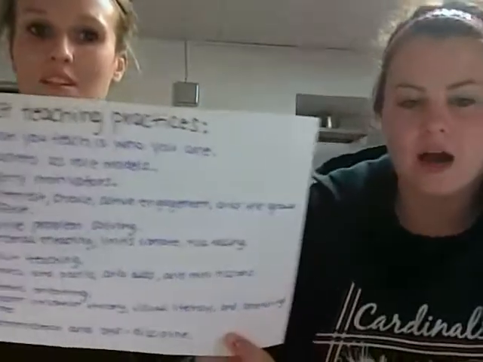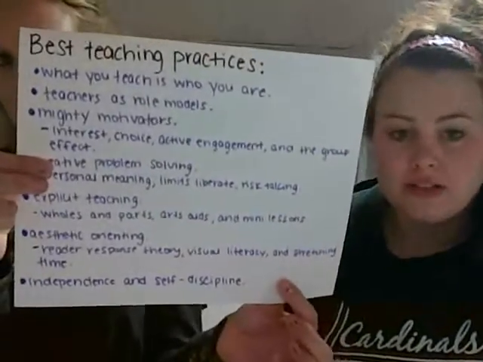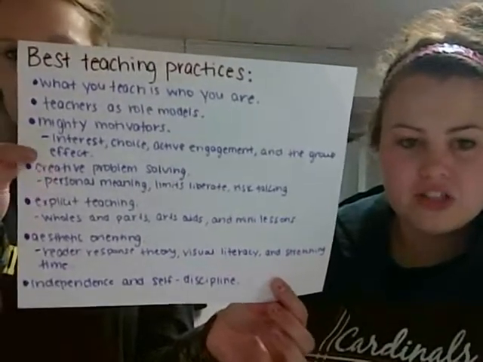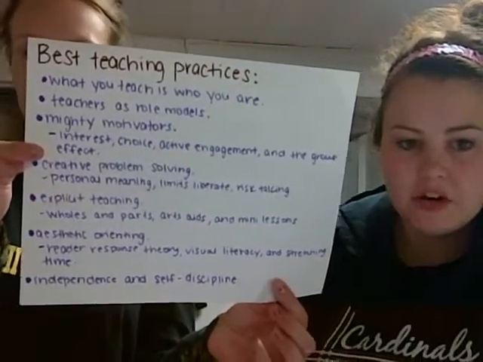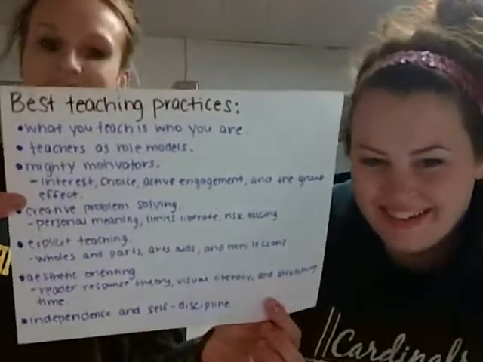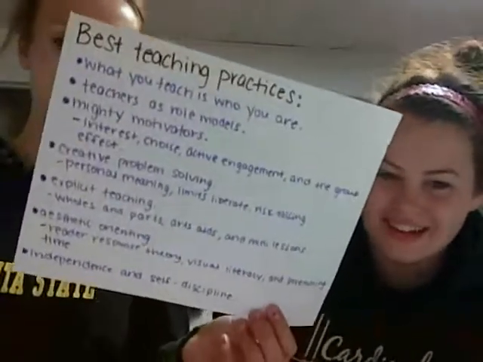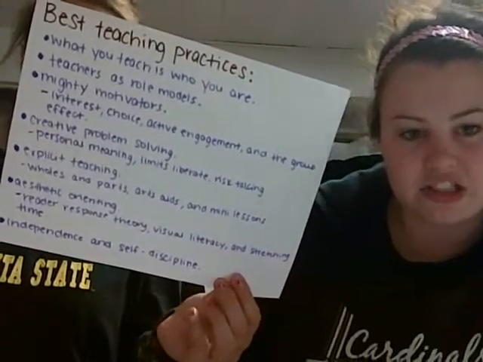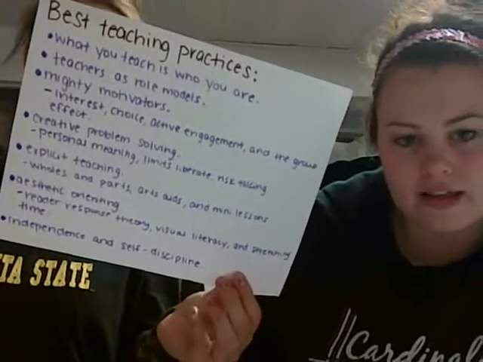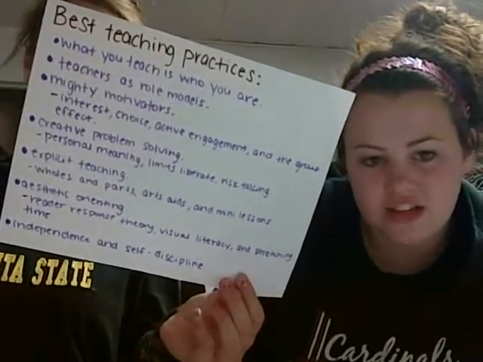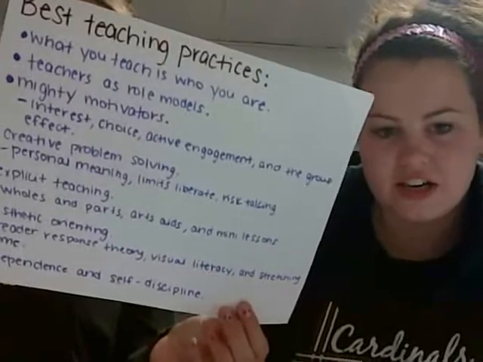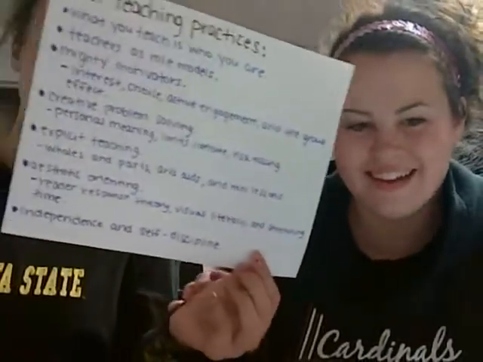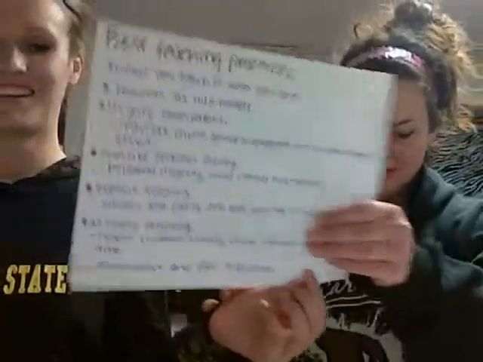Building block number 6. Best teaching practices. What you teach is who you are. Teachers as role models. Some mighty motivators are interest, choice, active engagement, and the group effect. Creative problem solving, which is personal meaning, limits, liberate, and risk taking. Explicit teaching, wholes and parts, art aids, and many lessons. Aesthetic orienting, reader response theory, visual literacy, and stretching time, and independent and self-discipline.